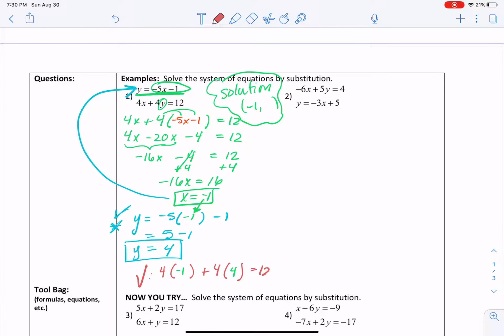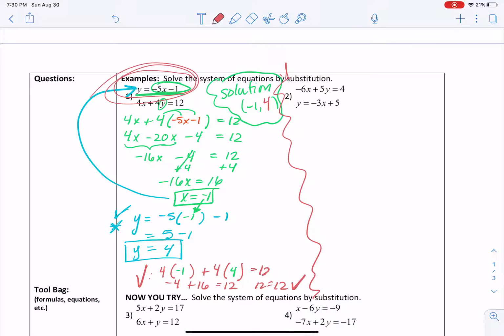So that when I do this, negative 4 plus 16 equals 12. That's 12 equals 12, and that's correct. And so that's how I know that my solution is correct. So it's much easier when one equation is already set up to equal a variable.